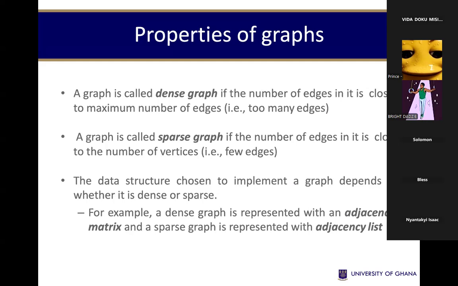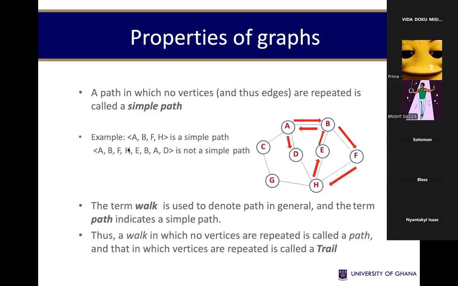The data structure chosen to implement a graph depends on whether it is dense or sparse. For example, a dense graph is represented with an adjacency matrix, and a sparse graph is represented with an adjacency list. So with regard to the adjacency matrix and adjacency list, we're going to look at them shortly.